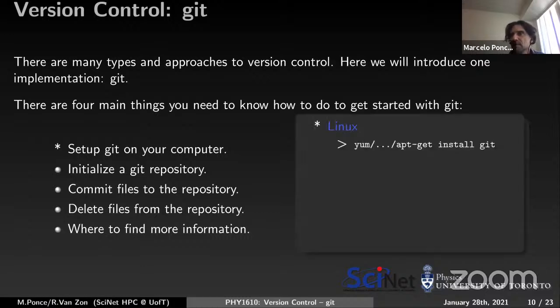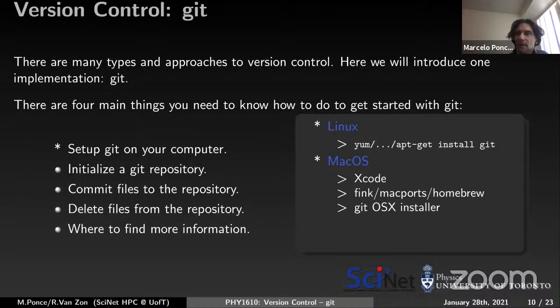If you are in a Linux operating system, it's very likely that Git is part of your OS already, but if it's not, you can just install it using the package manager. If you are in CentOS or Red Hat, yum; if you are in Ubuntu or any other, apt-get will do it. I will say, if you guys are using Linux, you probably are very, very familiar with these tools. If you are in macOS, I know we have some of you working on Macs, there are three different ways in which you can install Git.